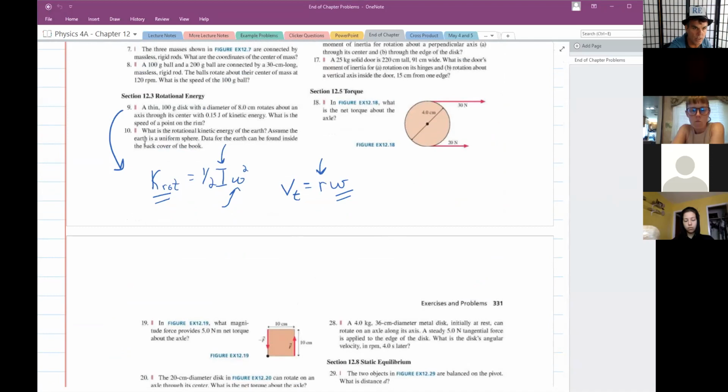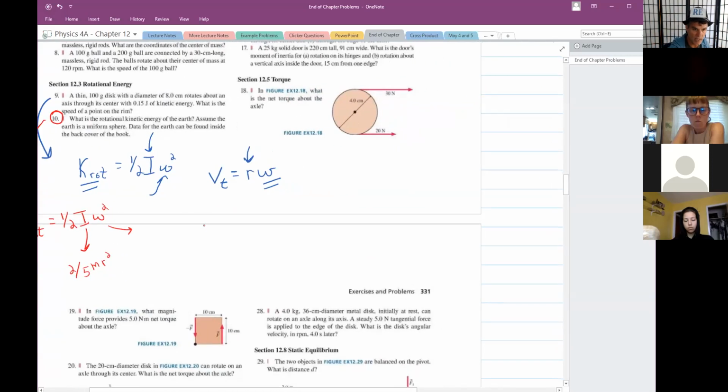For this one, what is the rotational kinetic energy of the Earth? We're going to treat the Earth just as a solid sphere, even though it's not completely accurate. For the rotational kinetic energy of the Earth, you would use 1/2 I omega squared. For I, you're going to use 2/5 m r squared. And omega is the rate at which the Earth is rotating. It's rotating on its axis once a day.